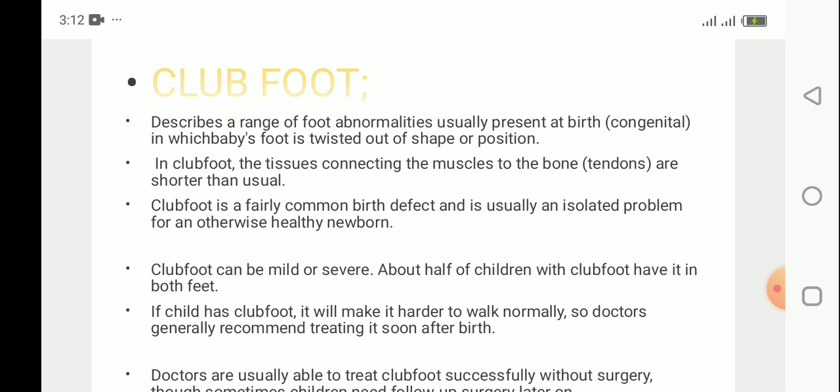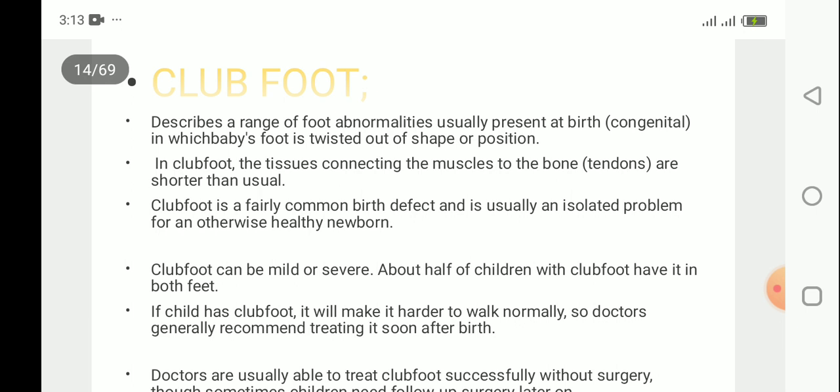It is a disability which is congenital in the foot of the newborn, and usually it is described as a range of foot abnormalities present at birth, that is congenital, and the foot is usually twisted out of shape or position. In clubfoot, the tissues connecting the muscles to the bone are shorter than usual, and it is a fairly common birth defect, and usually it can be corrected in an otherwise healthy newborn.